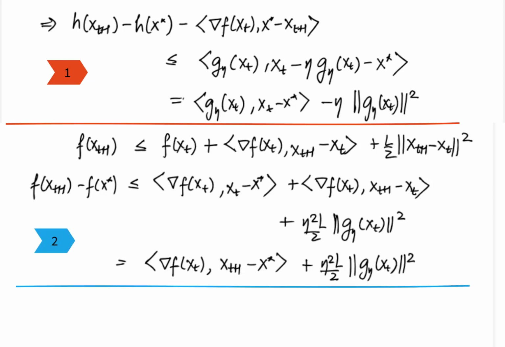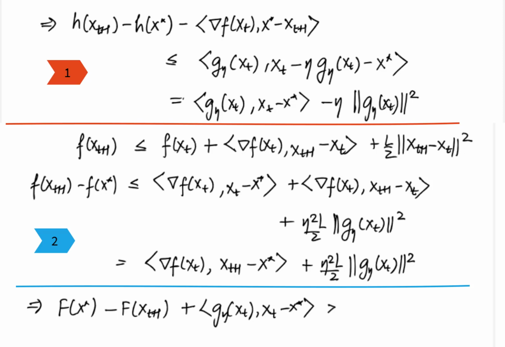So the required alternative to co-coercivity results from adding these two properties together, which yields that f of x star minus f of xt plus 1 plus inner product of g eta xt comma xt minus x star is greater than equal to eta square times 1 over eta minus L by 2 norm square of g eta of xt. Here observe that the form of the property is the same as in the projected gradient method.